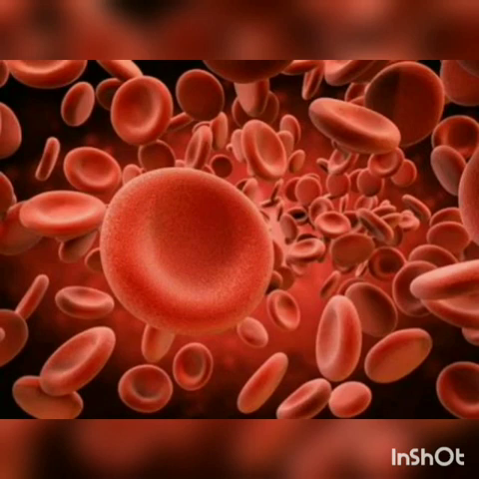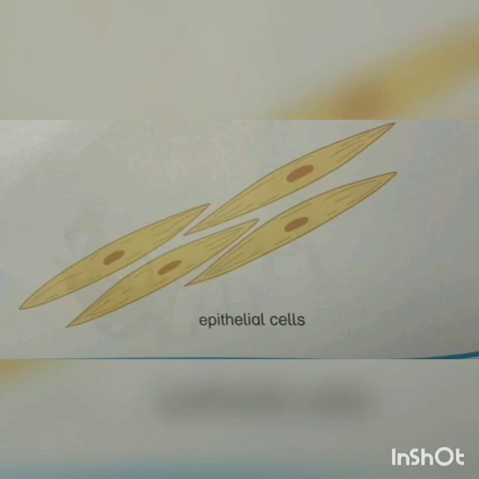Now, these are the red blood cells. They are also called erythrocytes. They are the component of blood, means they are present in blood. They are small and their shape is round and biconcave. They do not have a nucleus and their function is to carry oxygen to all parts of the body. They also remove carbon dioxide from the body. They form in bone marrow.